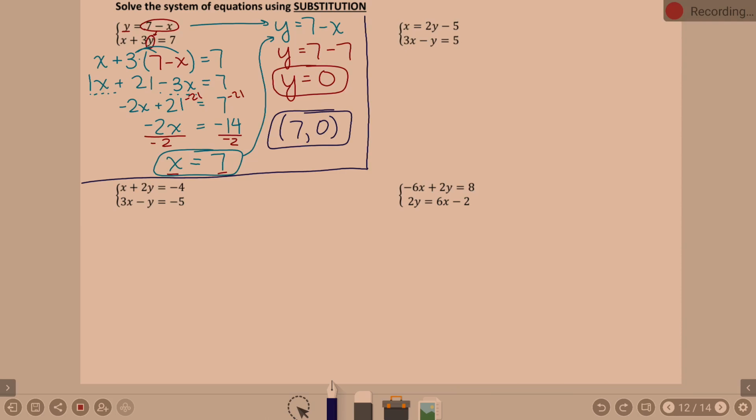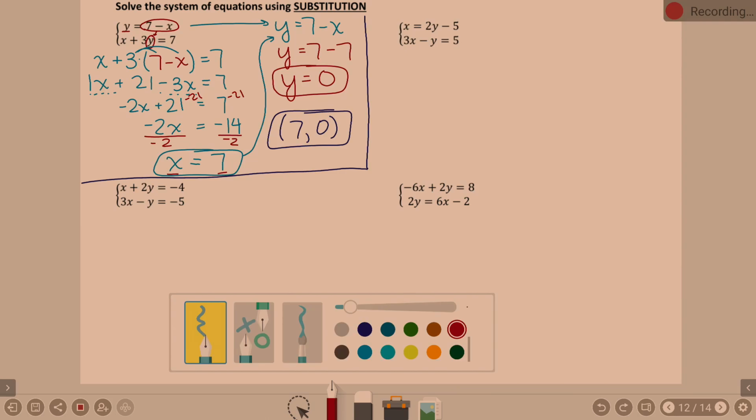X equals 2y minus 5 and 3x minus y equals 5. Step 1. Do you have an equation that is either x equals or y equals? Yes? We have an x equals this time. Can we do that? Yeah. Okay. Look for what's easiest. Don't try and make sure you have a y equals. I've got an x equals. That works just the same.